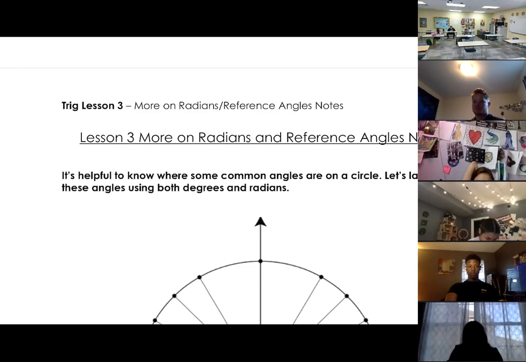Can you guys see where it says lesson 3 radians? Or no? Lesson 3, we're on radians and reference angle notes. Yeah, can you see it? Yeah. Oh, okay.